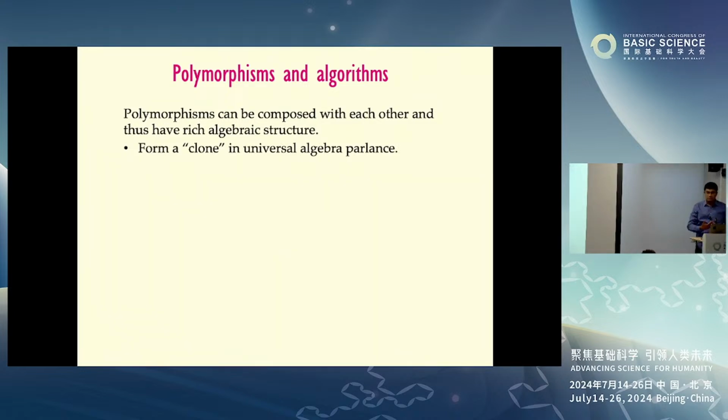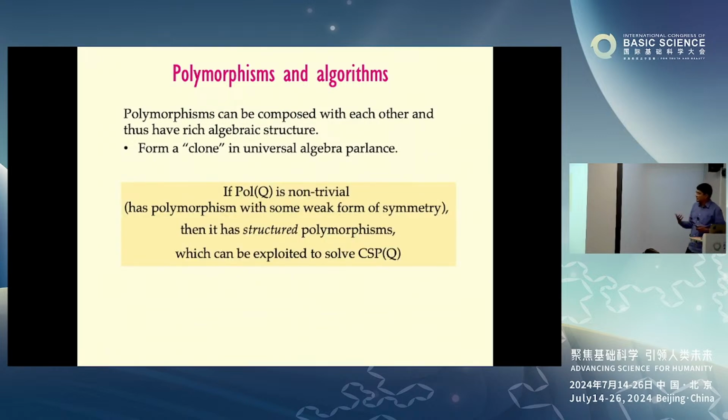I can keep composing this operation multiple times, because each time my output is in P, right? So using this, you can prove that polymorphisms have very rich algebraic structure. Okay, there is an area called universal algebra where these things are called clones. So they have lots of structure. And how this plays out is that if there is a non-trivial polymorphism, for example, majority 3 or something, with some weak form of symmetry, then using some miraculous algebra, you can actually show that it has highly structured polymorphisms. And then those can be exploited to give an algorithm. Okay, that's really the bird's eye view of this story.